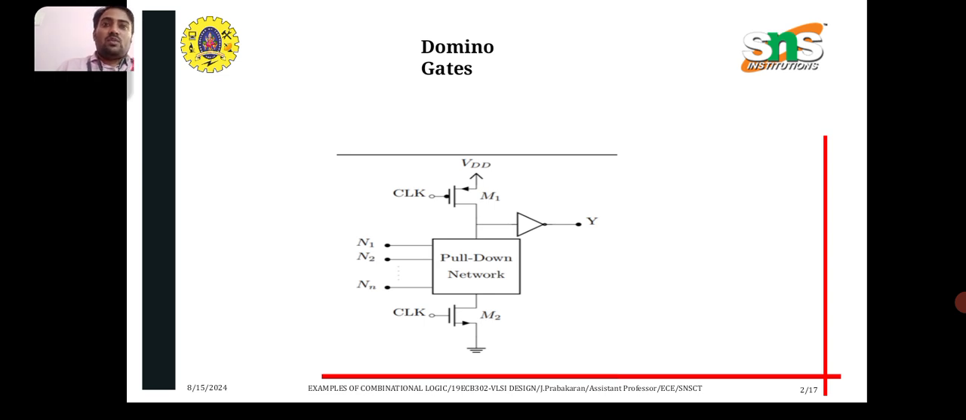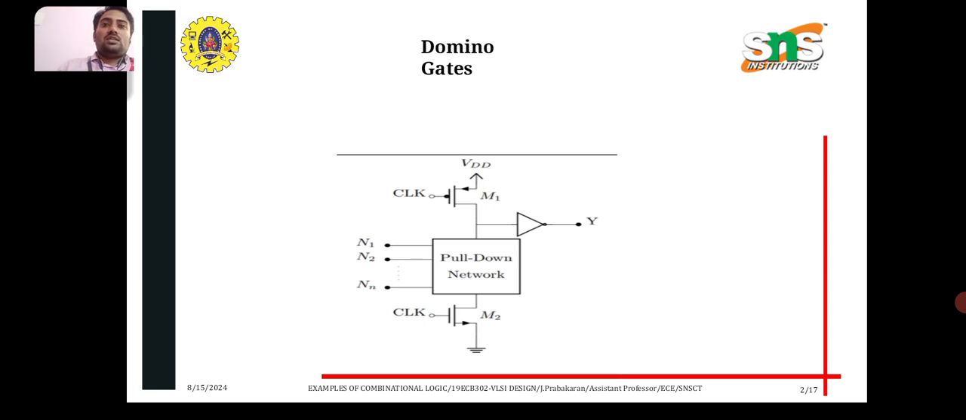Evaluation phase. When the clock signal goes high, the pre-charge transistor is turned off and the logic evaluation takes place using an NMOS pull-down network. If the logic conditions are met, the output discharges to ground, which means logic 0.